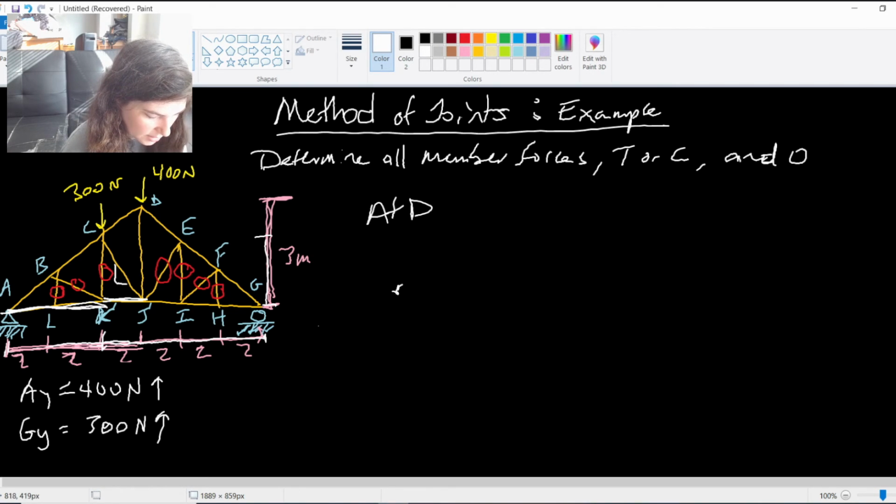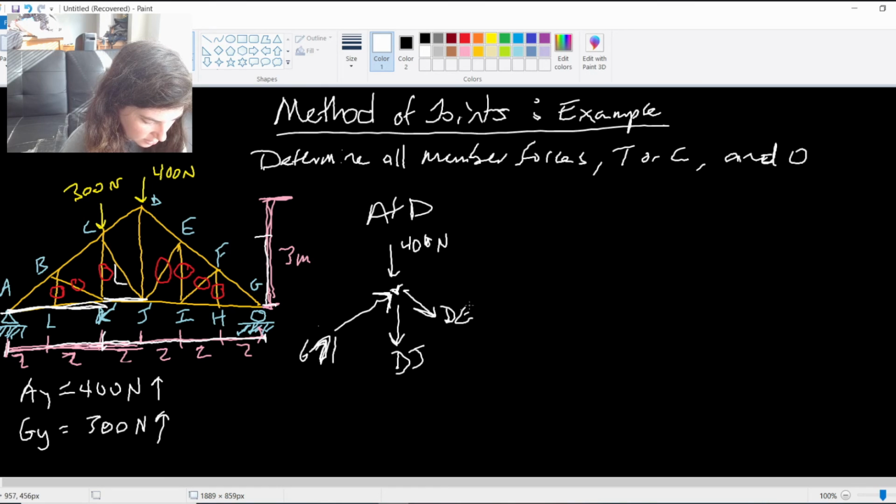So at D, my free body diagram, I have that applied 400 Newton force coming from the top. CD, we said was in compression, so it's pointing towards our point at D, 671 newtons. And then I'm going to assume DJ and DE are both in tension before we do the math and figure it out. Again, just my free body diagram, setting up my equilibrium equations. Do my x first this time. Sum of forces in the x direction equals 0.